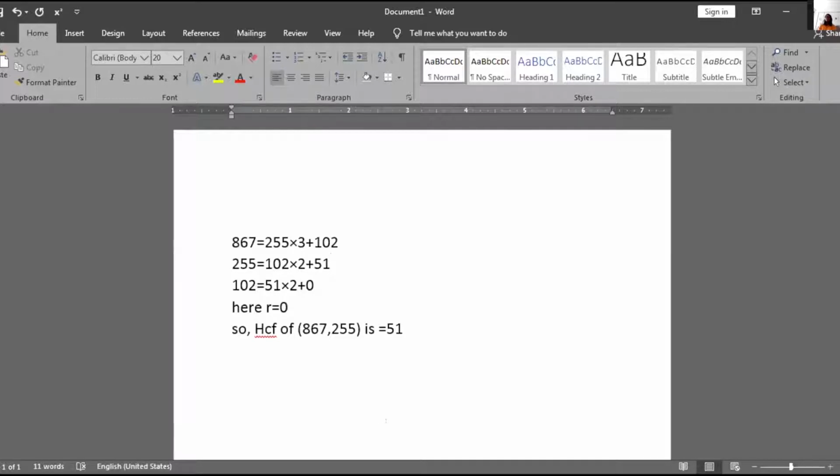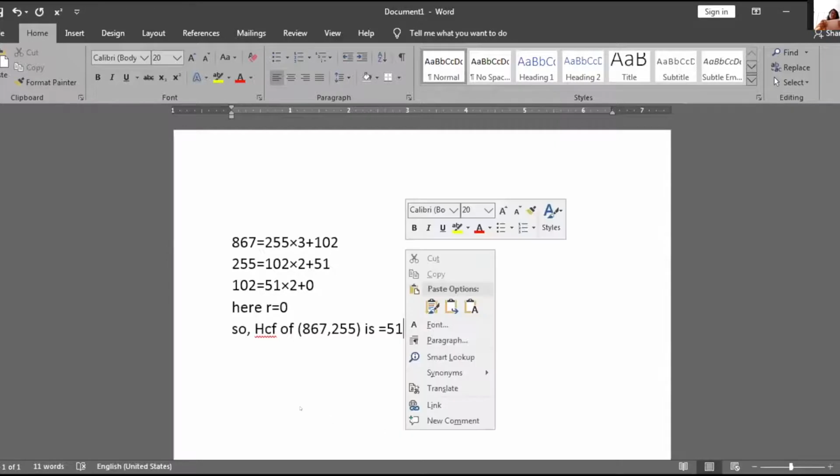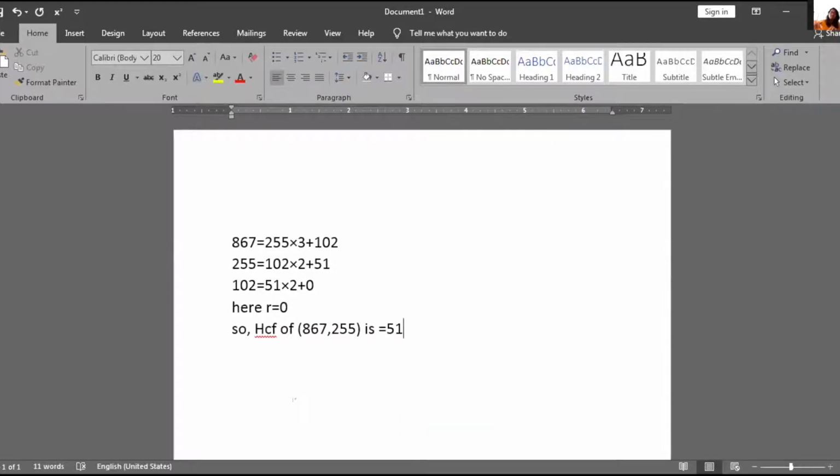Ma'am, is it necessary to do long division? Can we just do normal division and then take it? Like what is Euclid's division? For 420 you divide it, then you get the remainder, and in the next step you divide 255 again. You keep dividing until you get 0. Can we do the normal division itself?